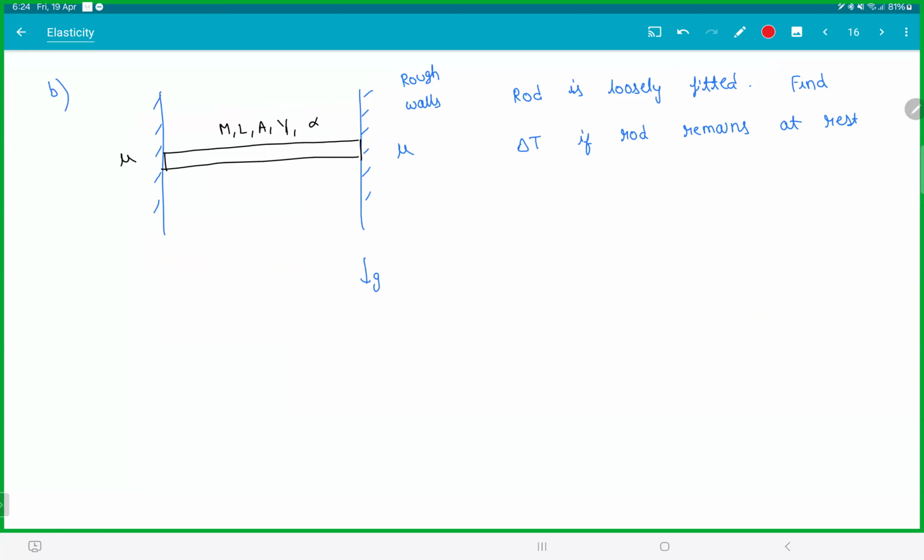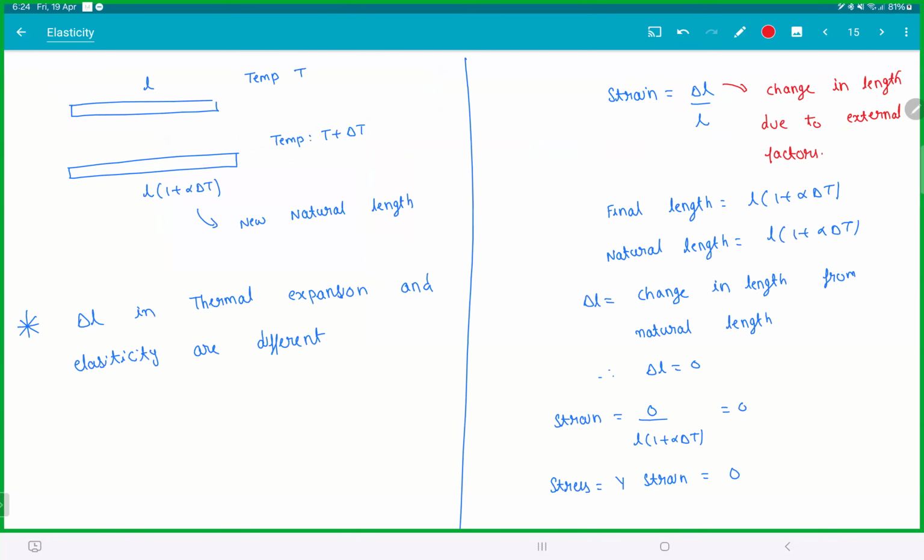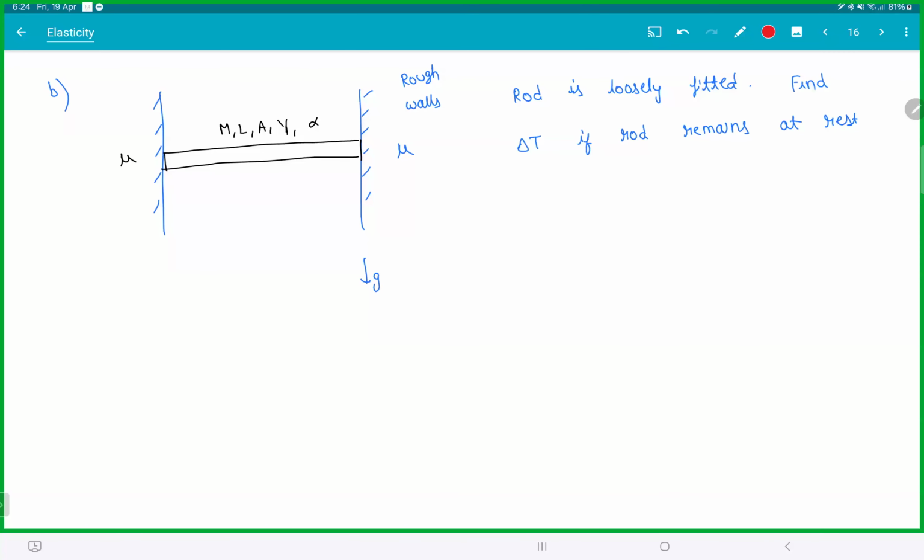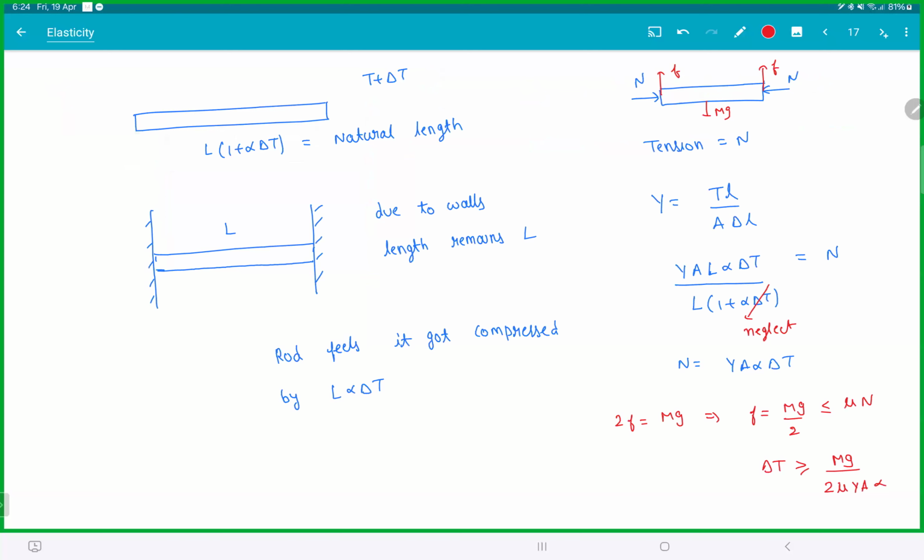I hope you're getting the difference between the previous problem and this problem. In the previous problem, when you increase the temperature, length became L into 1 plus alpha delta T, and the rod is happy. He said, this is how I am. But in the second case, when you kept the rod between the walls, the natural length is L into 1 plus alpha delta T, but you didn't let the rod expand.